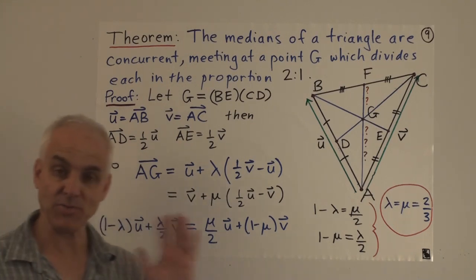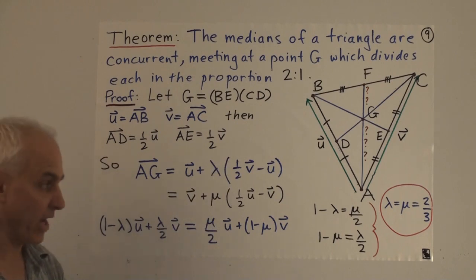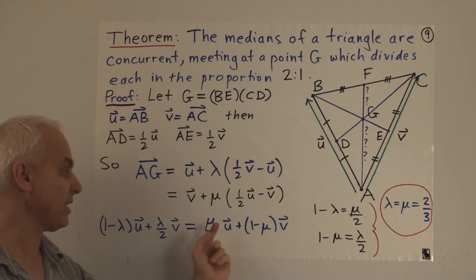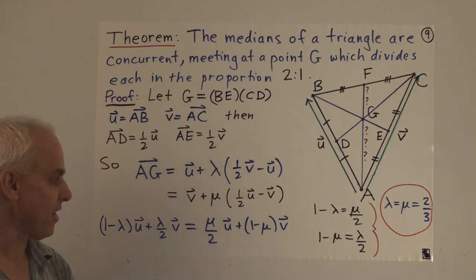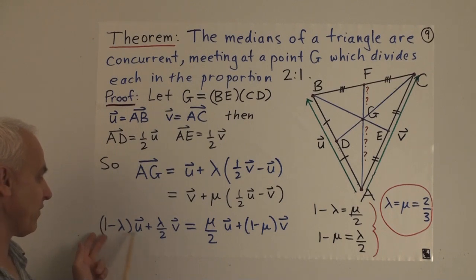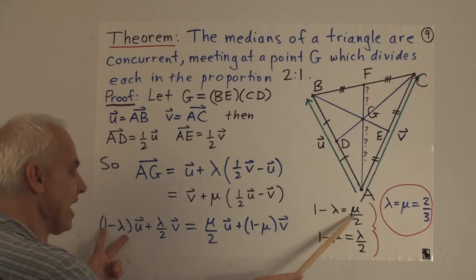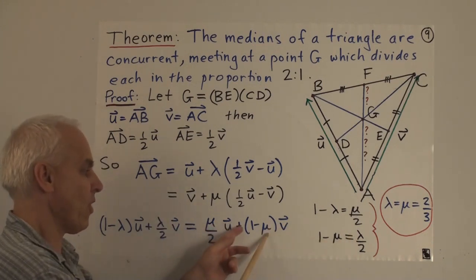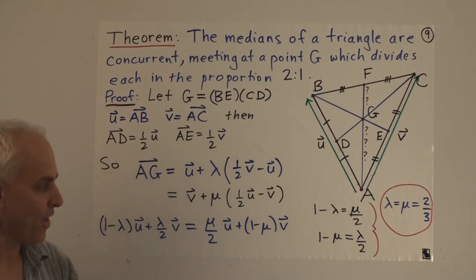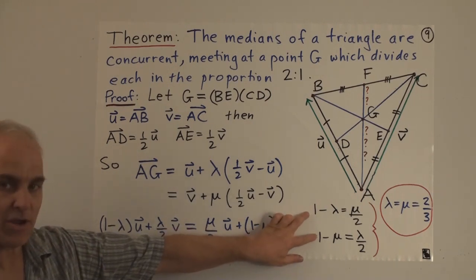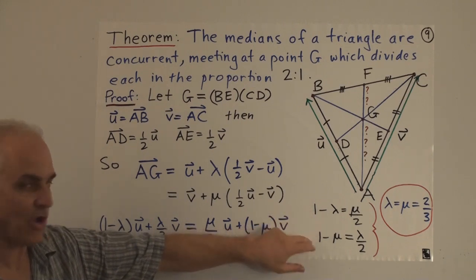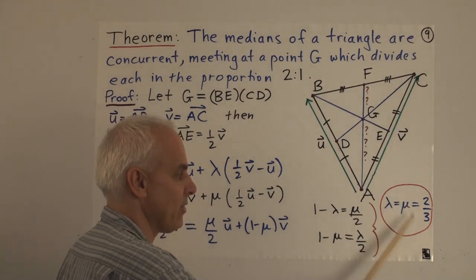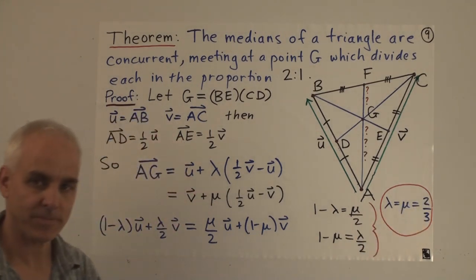And again, we have the same situation as we had in the previous proof. u and v are pointing in different directions. They're linearly independent. And we have some combination of u and v equaling some other combination of u and v. So we can conclude that the coefficients of u on both sides have to be the same. 1 minus lambda equals mu on 2. And lambda over 2 equals 1 minus mu. Now we have two equations in two unknowns. So I hope you all know how to solve that. You solve that for lambda and mu, and we get lambda equals mu equals 2/3.